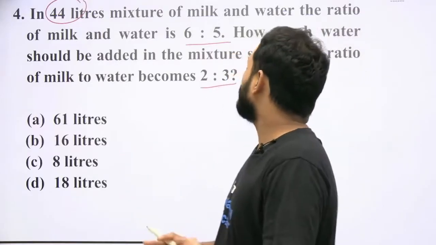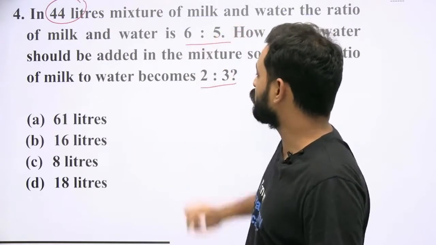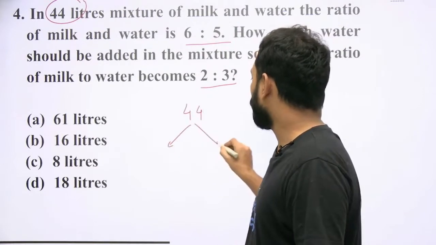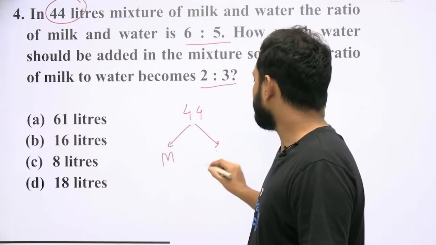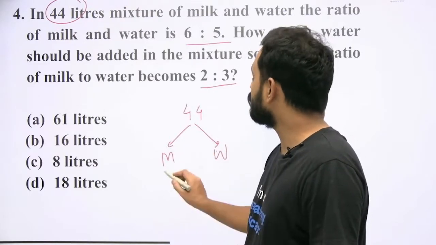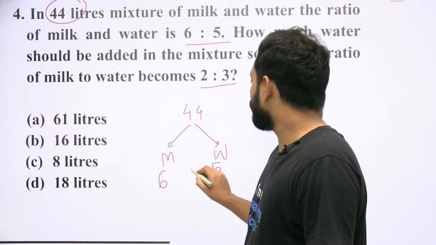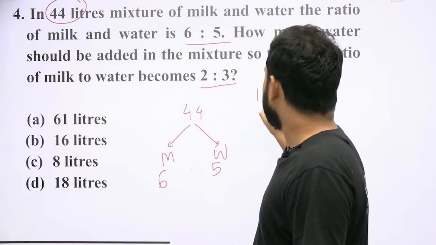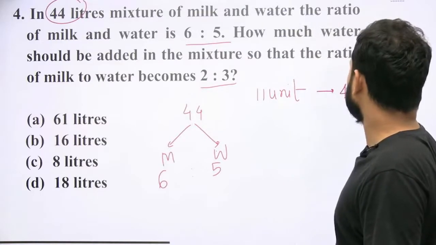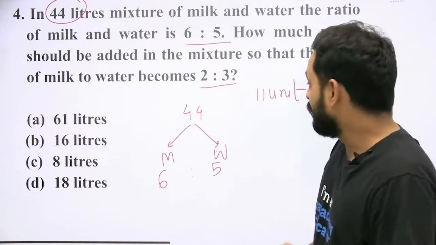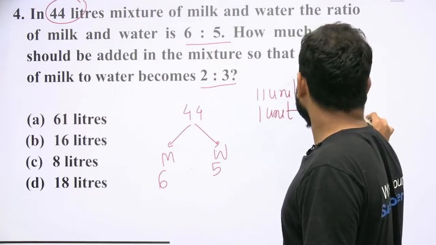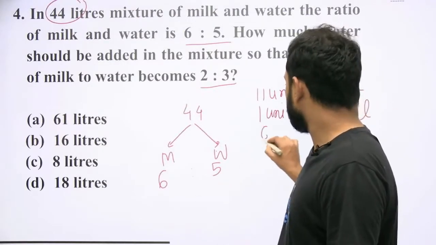So 44 liters of a mixture of milk and water, the ratio is 6:5. So the total is 44 liters of milk and water. What is the amount of milk in terms of ratios, and what is the amount of water in terms of ratios? That is 6:5. So can we say that a total of 11 units of milk and water mixture is equivalent to 44? Now, 1 unit will be what? 1 unit will be 4 liters. So 6 units will be what?